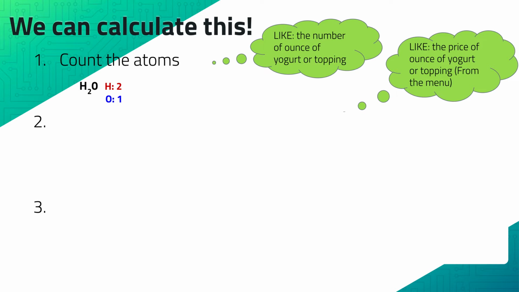So the molar mass of water, H2O. The steps to calculating molar mass: you first count the atoms in the molecule you're trying to find. So hydrogen, there are 2 hydrogen atoms. Oxygen, there's 1 oxygen atom.